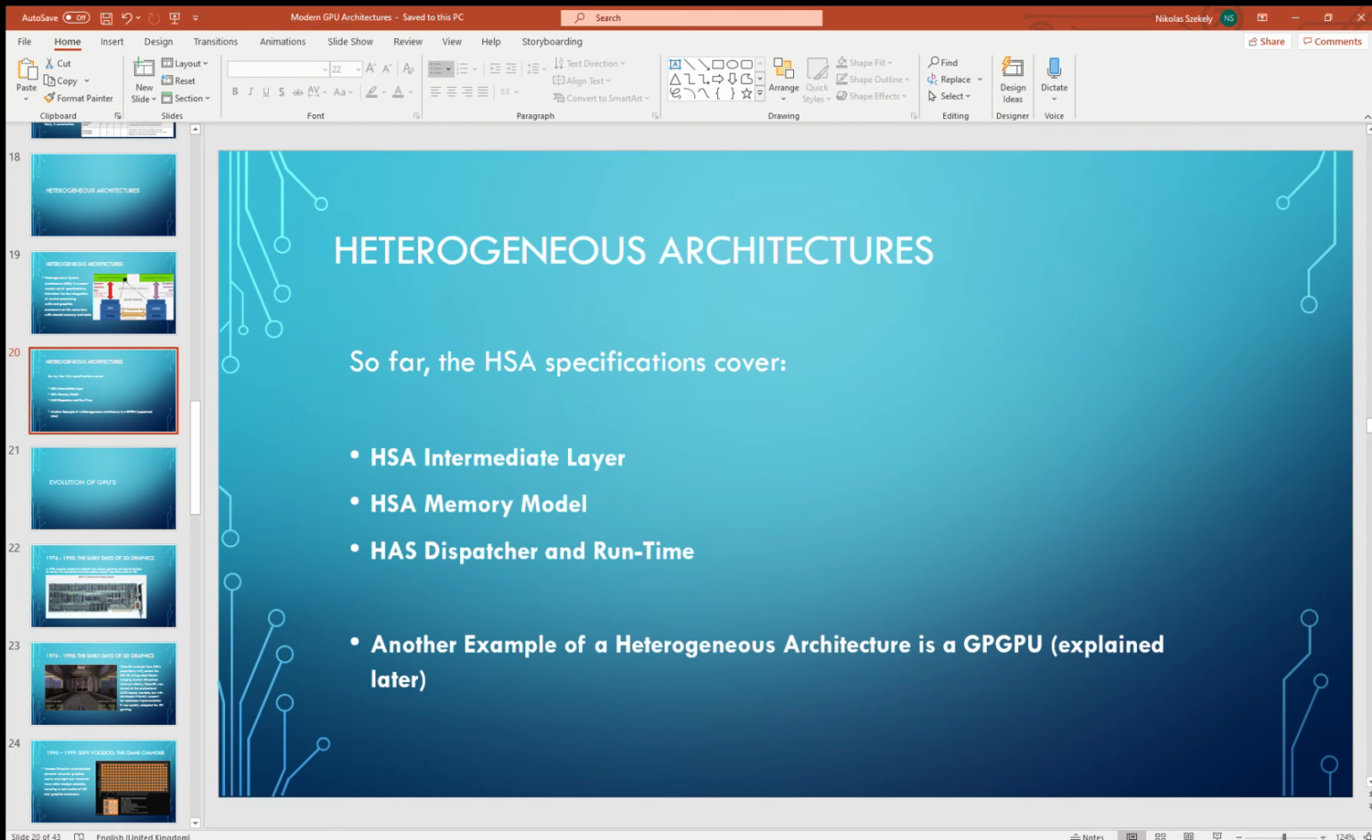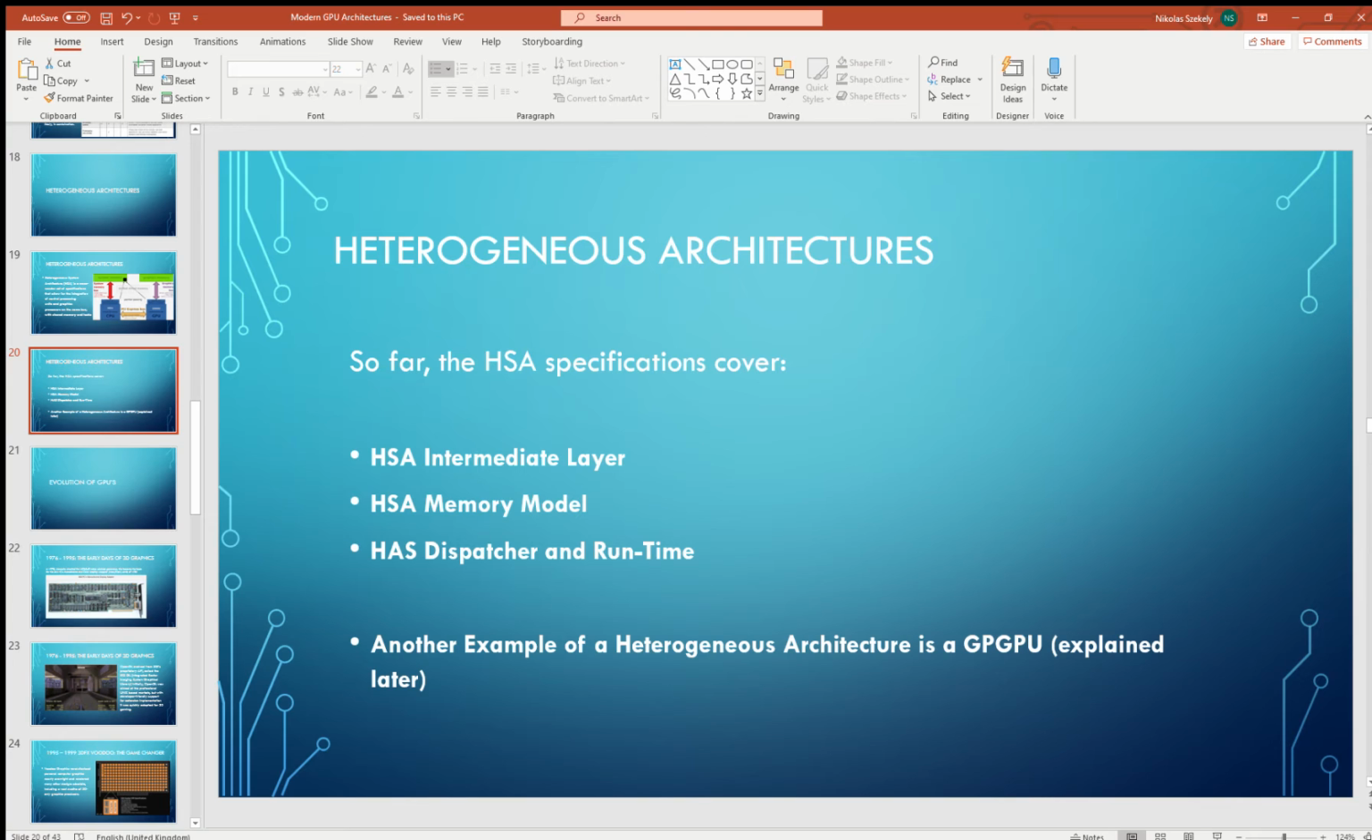The HSA specifications cover three parts. The HSA intermediate layer is a virtual instruction set for parallel programs, similar to LLVM intermediate representation or SPIR. It's finalized to a specific instruction set by a JIT compiler. It can make late decisions on which core should run a task, and the programs are explicitly parallel.